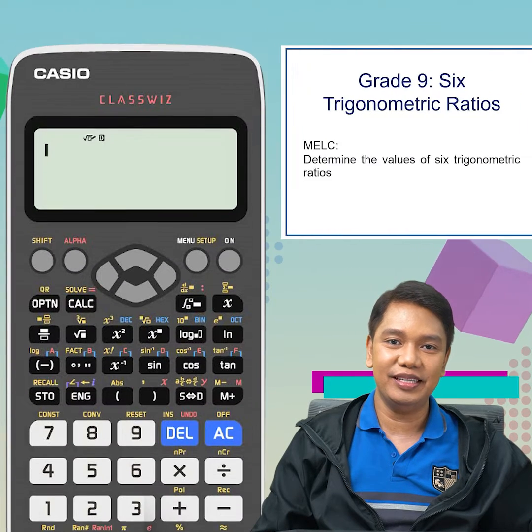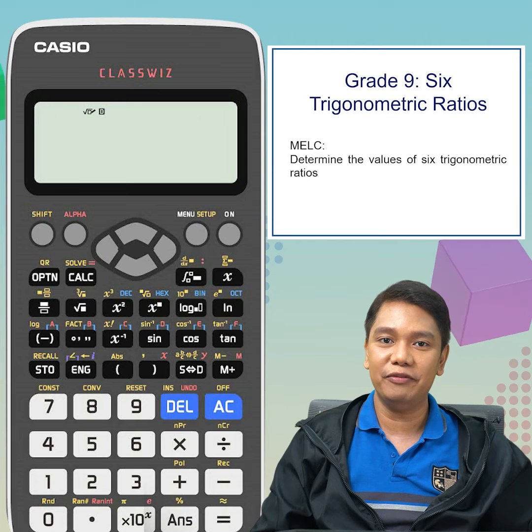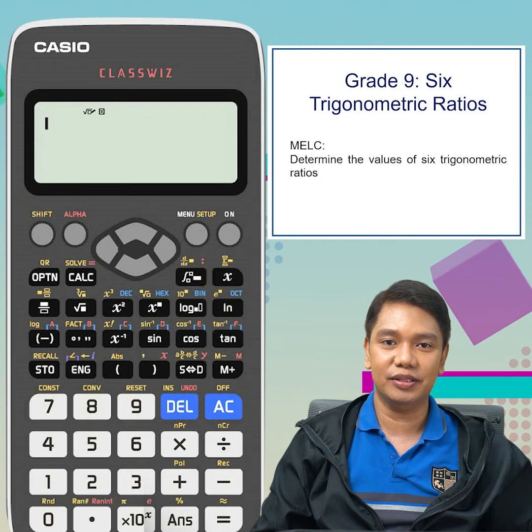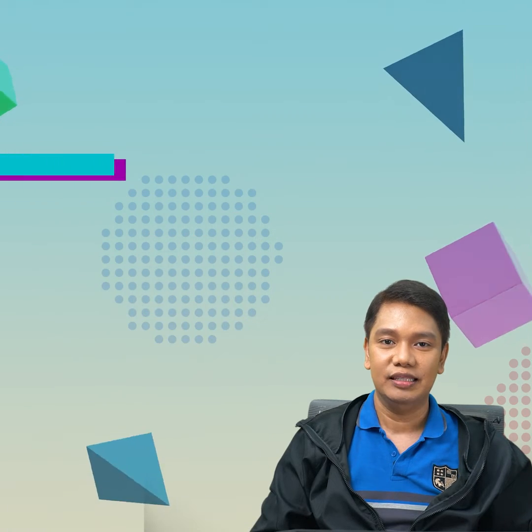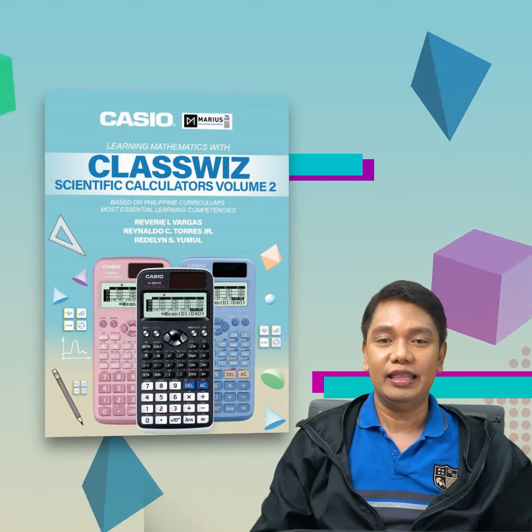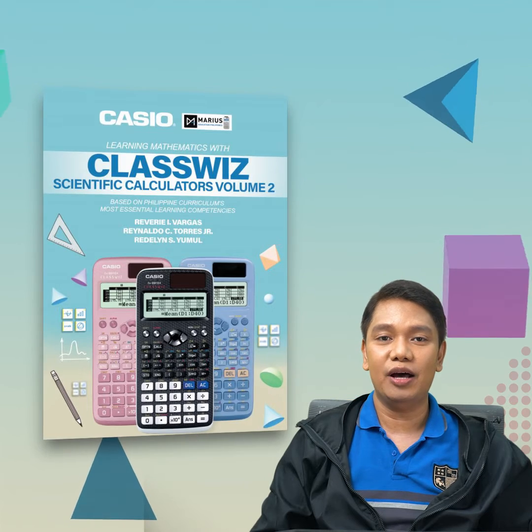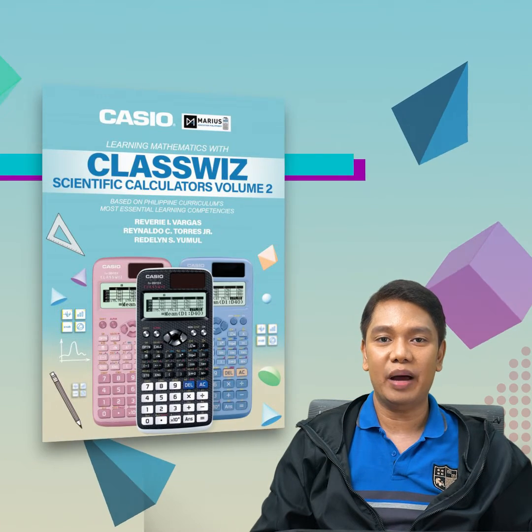Hi guys! For this video, we will explore a feature of Casio Classwiz calculators that is applicable in solving trigonometric ratios. The topic featured in this video can also be found in Book 2 of Learning Mathematics using Casio Classwiz.